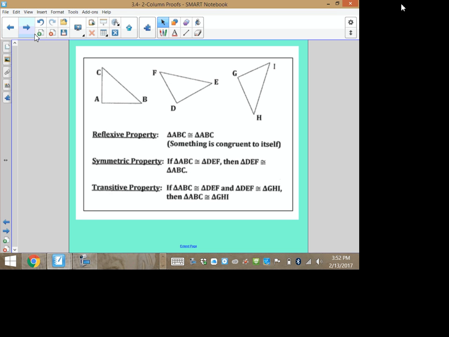The transitive property is if triangle ABC is congruent to triangle DEF and triangle DEF is congruent to triangle GHI, then triangle ABC is congruent to triangle GHI. So there again, you have something congruent to a middle term. The middle term is congruent to the last term, which means that the first 2 are congruent. So in other words, if A equals B and B equals C, then A equals C.